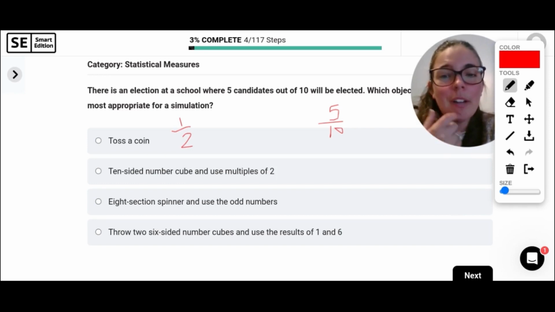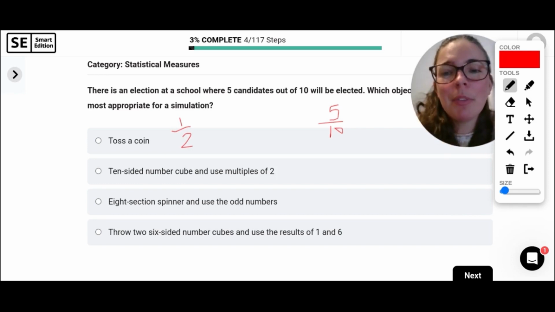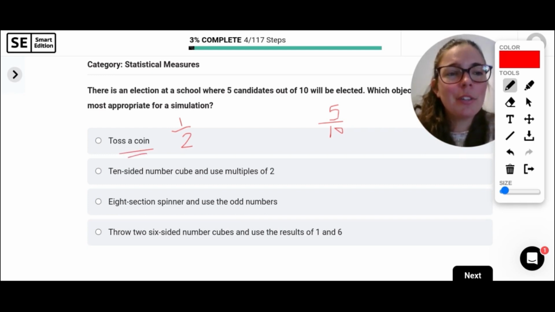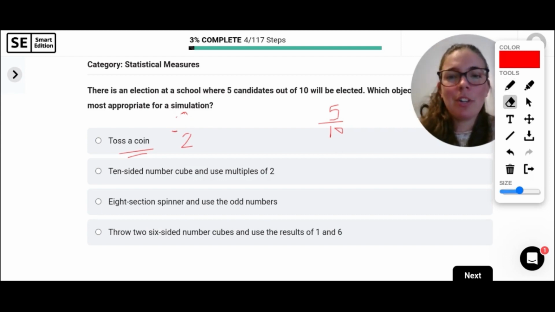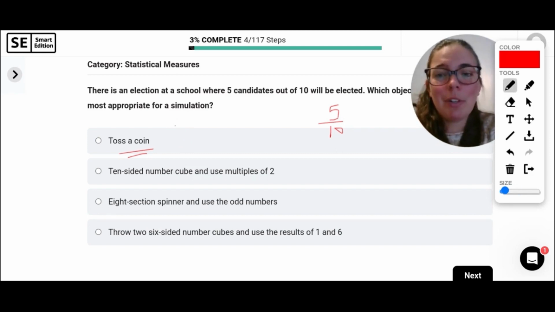So 1 out of 2 is equal to 5/10. The only thing about this is that it doesn't actually tell us what we're looking for. It doesn't say heads or tails. So toss a coin and get heads or tails would technically be 2 out of 2. I feel like this one doesn't have enough information, but technically the fractions are equivalent. So I might leave this as a maybe. Let's see if we have any better options.